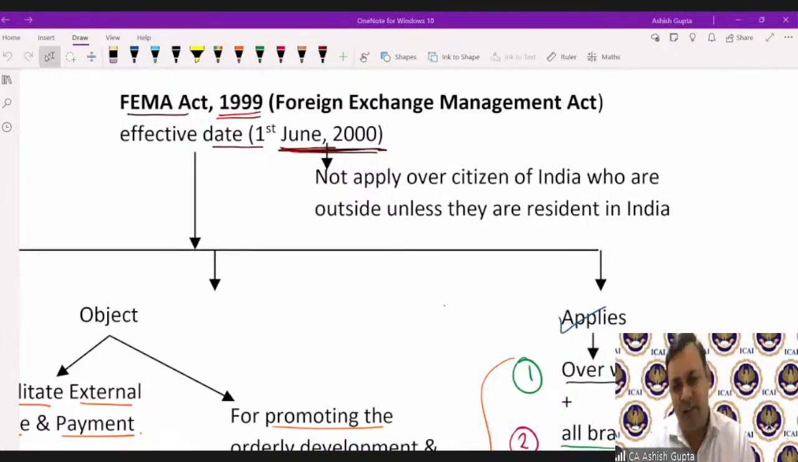So on 16th February, we already started the FEMA part. Now we are going to go further in the FEMA topic.